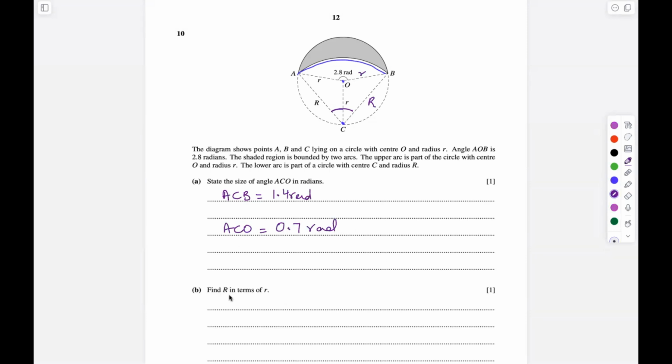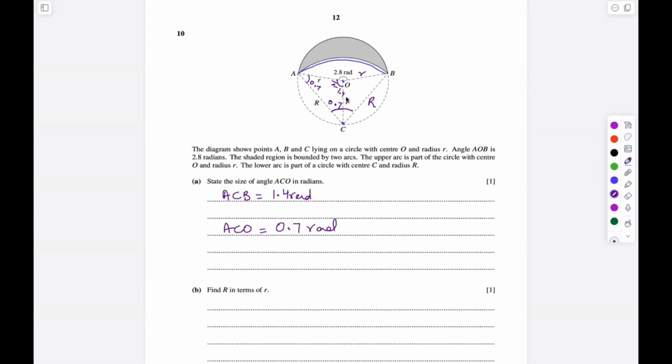In part B, we have to find R, so capital R in terms of small r. Now we already have this angle as 0.7, which means as both of them are radiuses, this is an isosceles triangle. This will also be 0.7. So this will be taken as pi minus 0.7 plus 0.7.